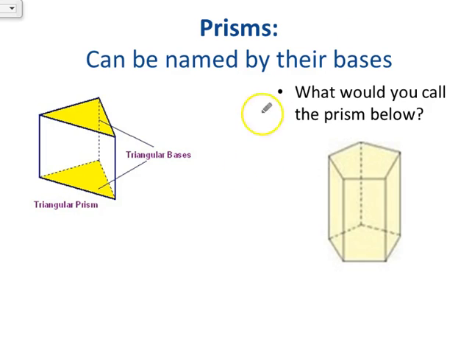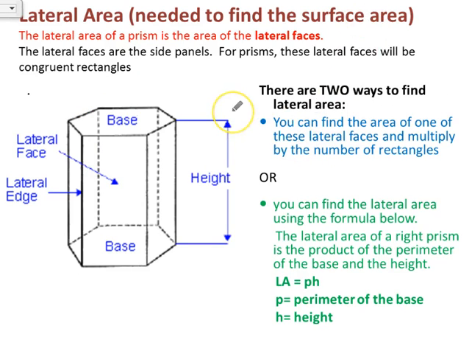All right, so we talked about prisms and how they can be named by their bases. We already did that. Let's focus on prisms and how we find surface area. So we're going to jump right into prisms and how we find the surface area, or the amount on the outside of the prism. Another term you're going to see is lateral area this week. And lateral area is used to find the surface area. So the lateral area is just the area of each lateral face, and then we add those all up.